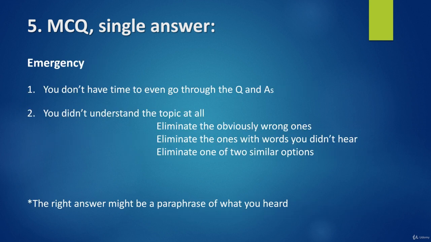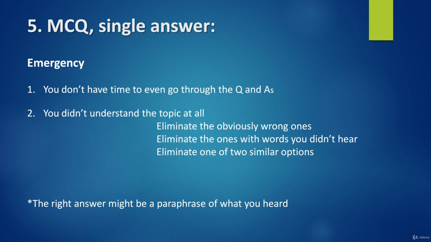Okay, what do we do when things go wrong? The emergency scenarios that could happen for this question type are that 1, you don't have time to even go through the question and answers and just have to click one of the choices quickly because there's no negative mark, that's why you want to click. Or 2, you didn't understand anything of the topic at all. For the first one, if you absolutely don't even have time to look at the options, just hit 1, seriously. There's no negative mark for wrong answers, and so it still gives you a 25% chance to get the mark.